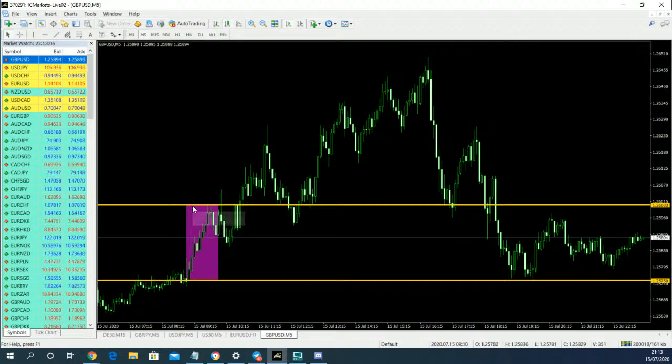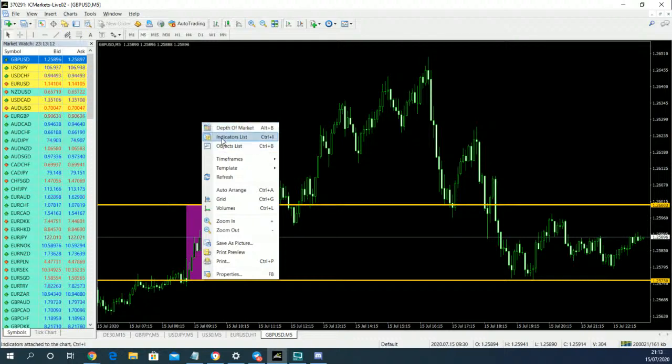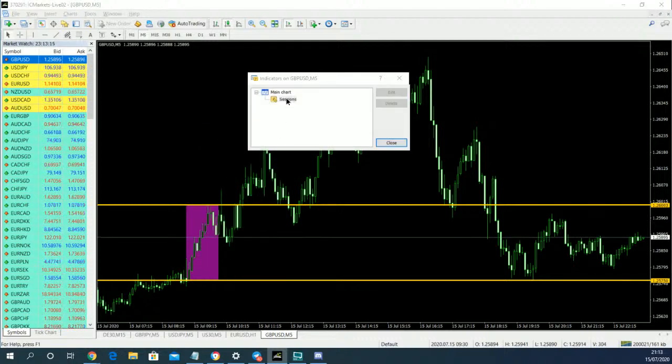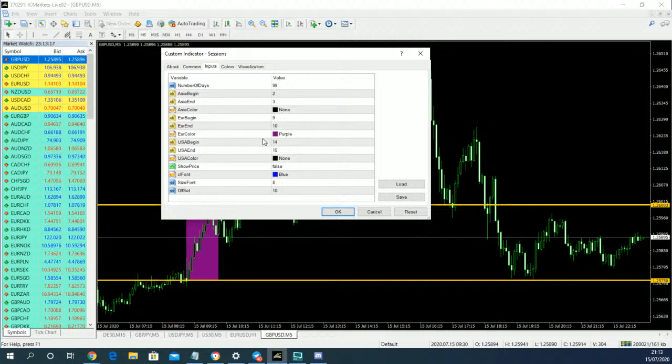Okay, so this box is 1 hour, and let's see what time. It's an indicator called sessions. With the session indicator, you can set 3 sessions, different sessions: Asia, Europe, and USA. So we see the Europe session, the Asian session is 2 to 3, Europe is 9 to 10, USA is 14 to 15.